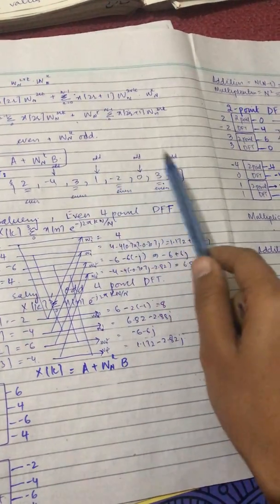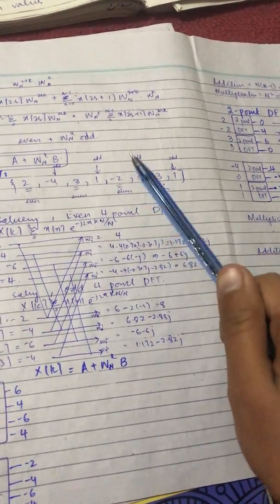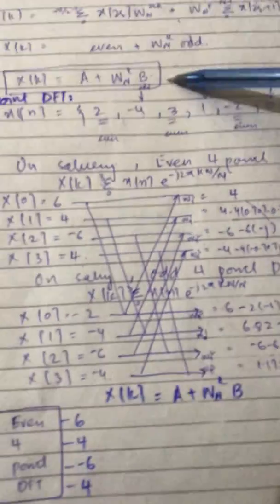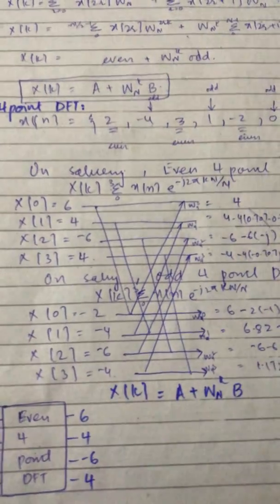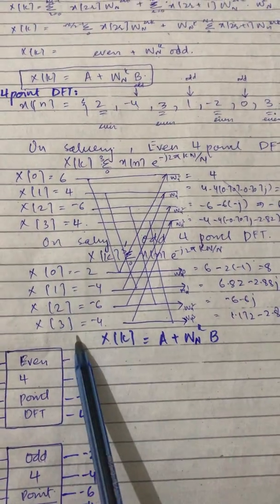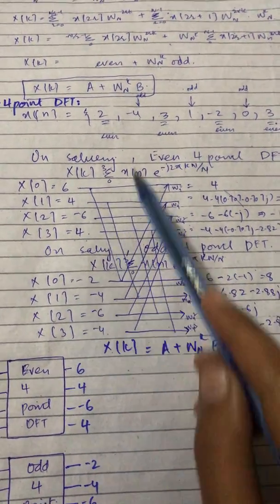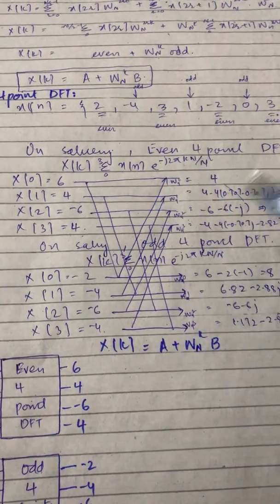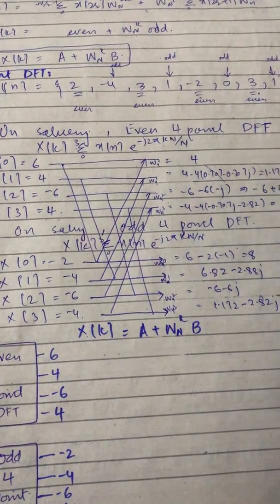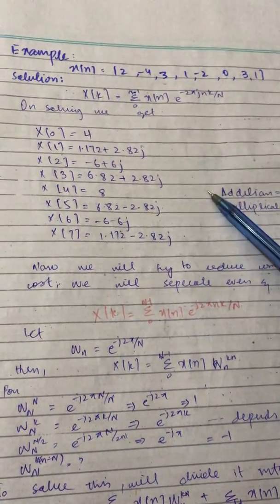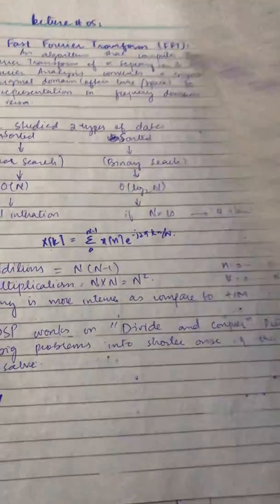And in case of the odd part, on applying the discrete Fourier transform, we get these answers, which are -2, 4, -6, 4. As we have derived this formula, in this formula this is the even part and this is the odd part multiplying with this factor. So we'll do the same thing here. This is the even part and this is the odd part. We'll multiply this odd part with this factor, w04, where k is okay, and on solving we'll get the same values as we got in the first case, without dividing our indexes into even and odd parts.